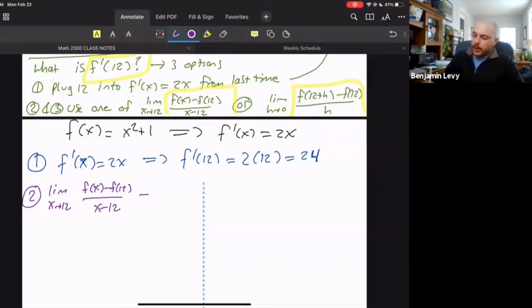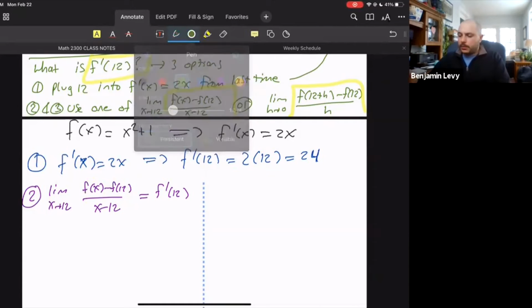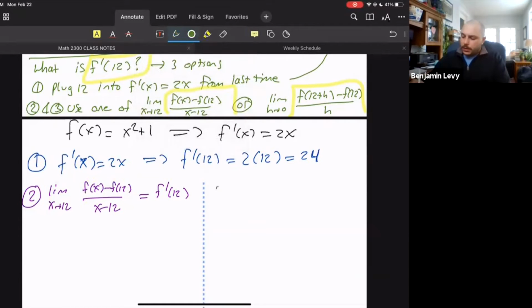Right, this is one version of f prime of 12. The one on the left up top there, right? And let's just go ahead and write down the other one. The third option could be the limit as h goes to 0. All right, this is a third option for the derivative at 12.